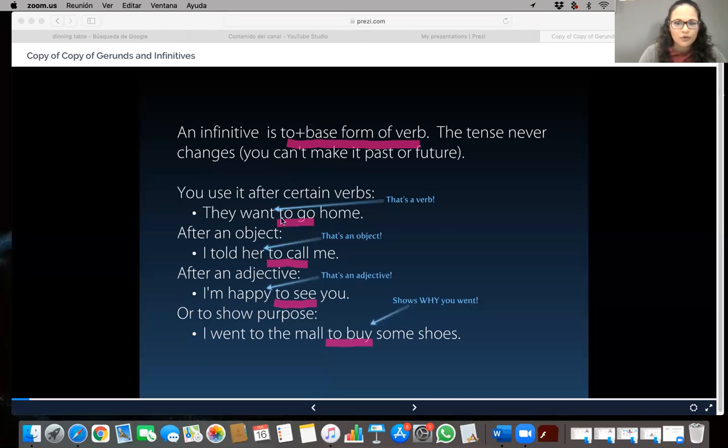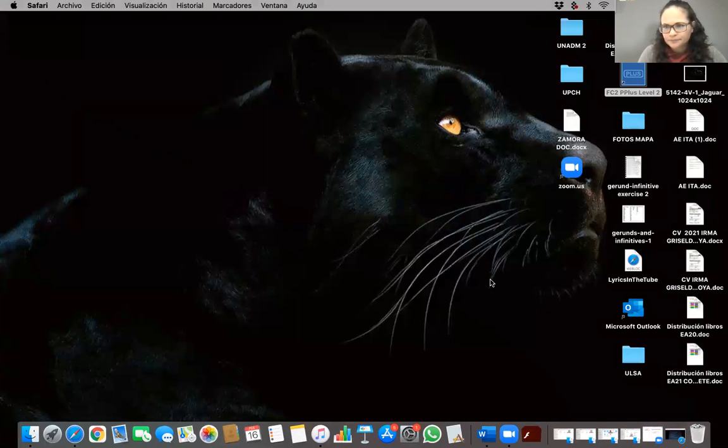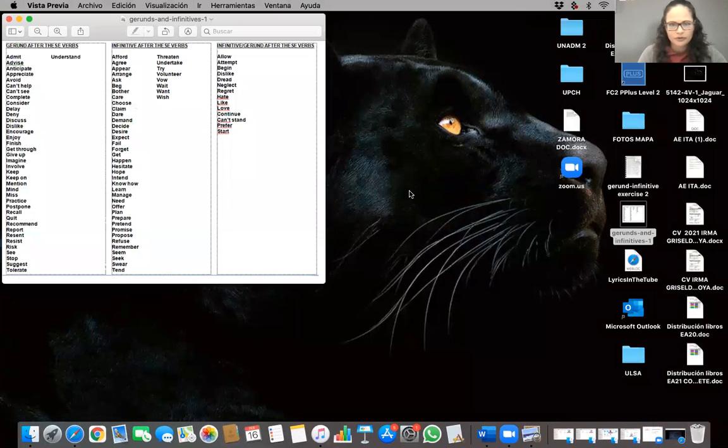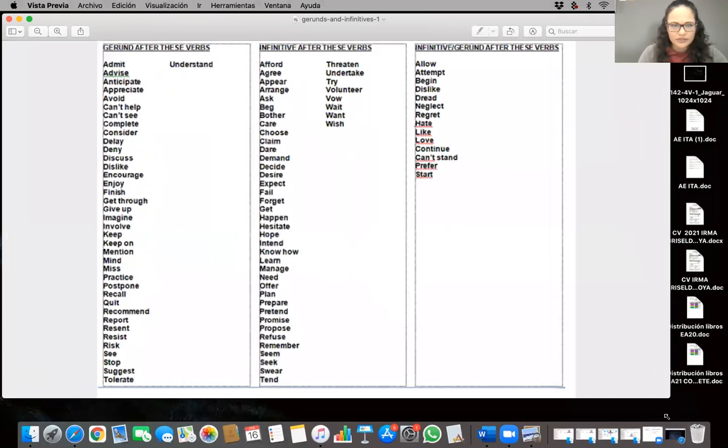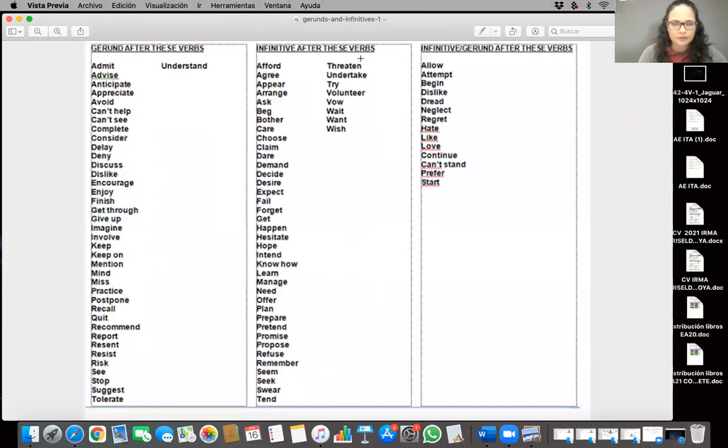For example, they want to go home. We have here the verb want. I can actually show you this right now, I think. Give me just a second. Okay, this is the list that I am going to be sending you. On this list, you can see here we have infinitives after certain verbs. And right here we have the verb want. So it's going to be want plus an infinitive, or demand plus an infinitive, or forget plus an infinitive. For example, I forgot to do my homework, or she decided to stay home, or I can't afford to buy that car. Any of these verbs can go with an infinitive.